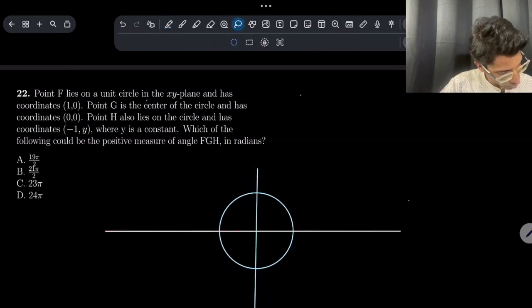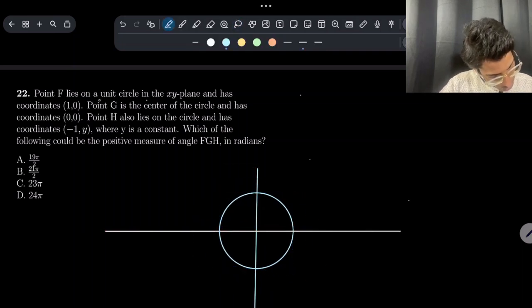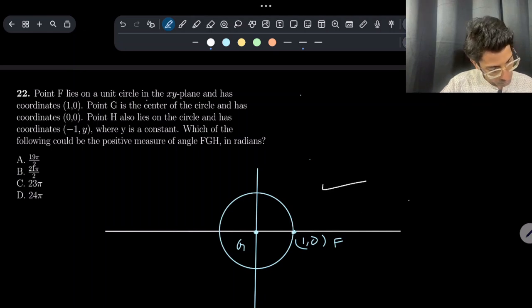Adjust this better. Yeah, okay. So point F lies on a unit circle in the xy plane and has coordinates 1, 0. So this is point F. Point G is the center of the circle. Alright, so point G is sitting here. Point G is the center of the circle and has coordinates 0, 0. So that's the reason why this diagram is valid.